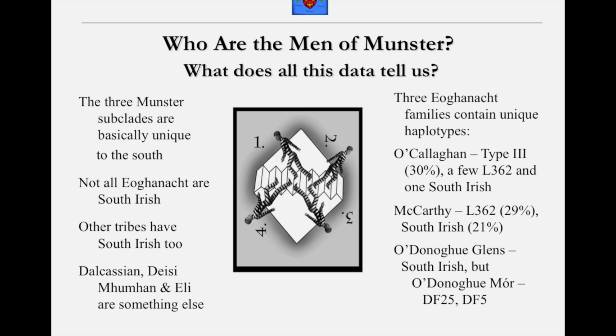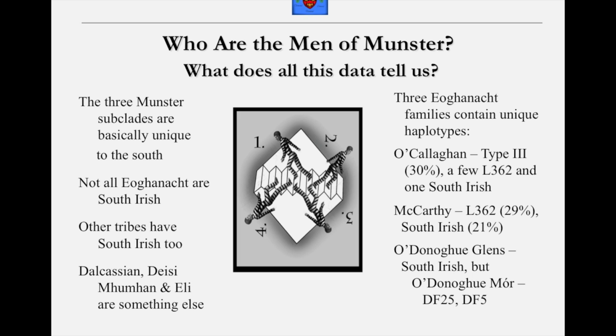So what does the data tell us? We've got our 3 subclades. We know from the statistics that Finbar shared with us that not all of the Eoghanacht are South Irish, but other tribes are South Irish too. So that does suggest something. We do know that the Dalcassians, the Brian Boru contingent, the Daishamuan, and the Ely are a different haplotype altogether. In addition to that, there are 3 families that have some very interesting, unique haplotypes that differ from the vast majority of them.